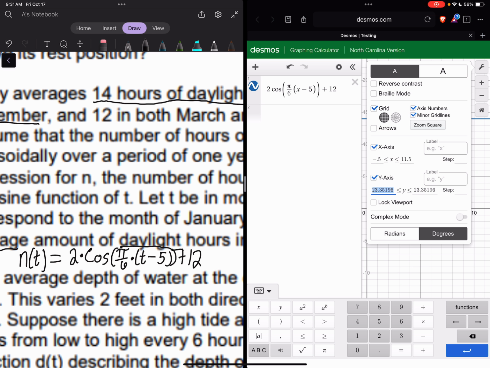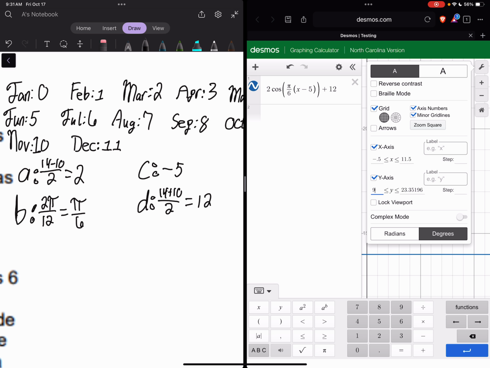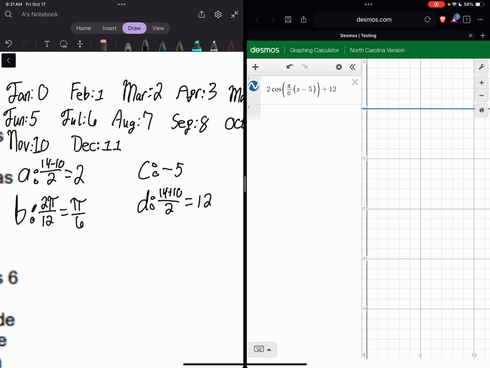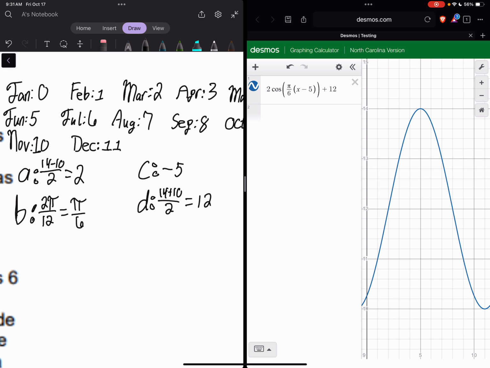My maximum and minimum are 10 and 14, so I'm going to say 9 and 15. So my graph should be oscillating across this domain and range. Notice the degrees is highlighted right now. I am in degree mode, not radian mode. It should be in radian mode, but look at the graph. The graph is almost a straight line. Radians. That is a much better picture.